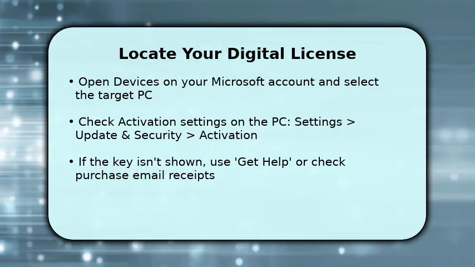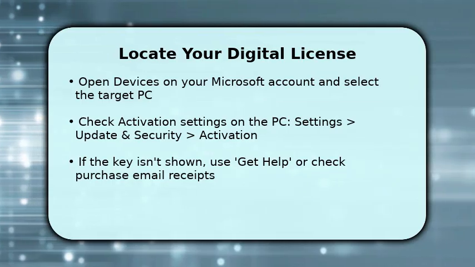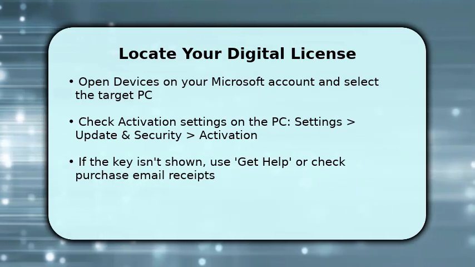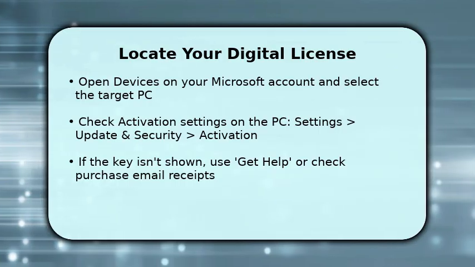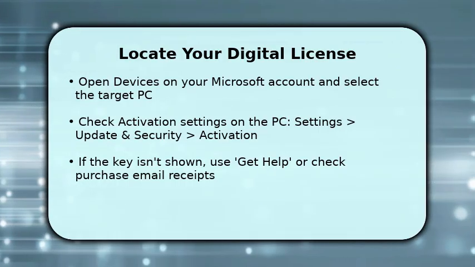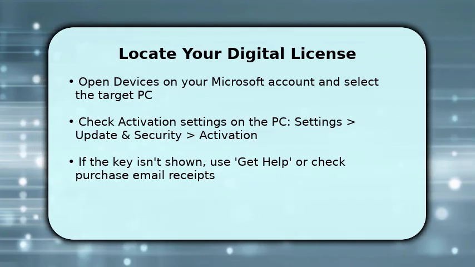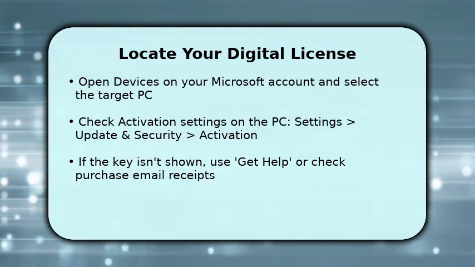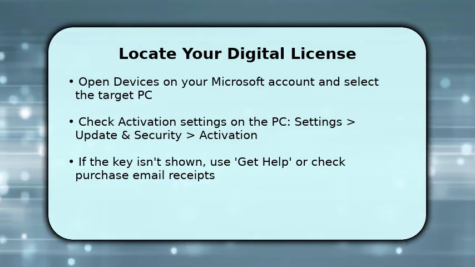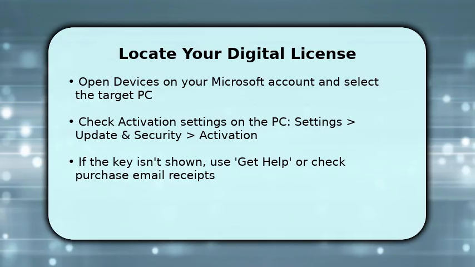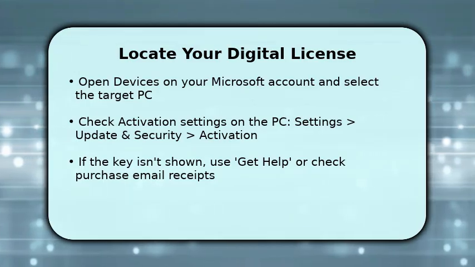Then on the PC, go to Settings, Update and Security, Activation to verify Windows is activated via digital license linked to your Microsoft account. If no product key appears, understand that Microsoft stores a digital entitlement, not a visible key. You rely on the linked account. For a retail purchase, cross-check your email receipts, where a 25-character key might be provided.